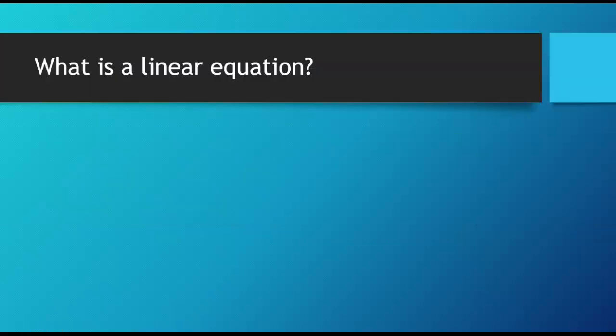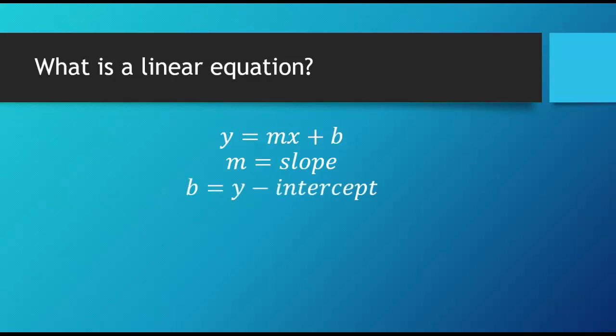So what is a linear equation? Let's just remind ourselves. The basic form of a linear equation is y equals mx plus b. So we have our two variables, y and x. These other two look like variables, but they're just standing in for some values that will occur in the equation. So m is equal to the slope, and b is equal to the y-intercept.